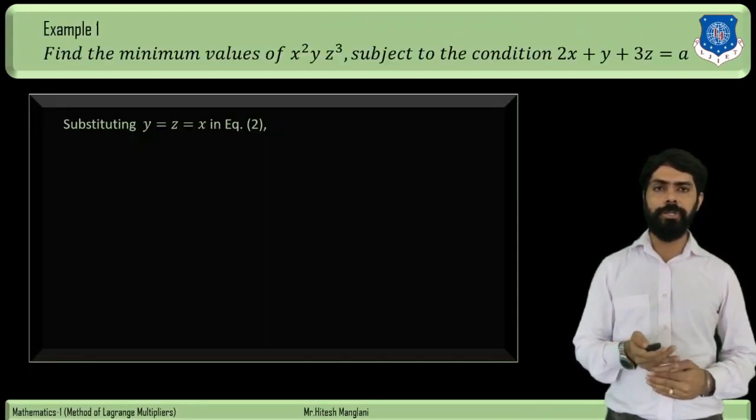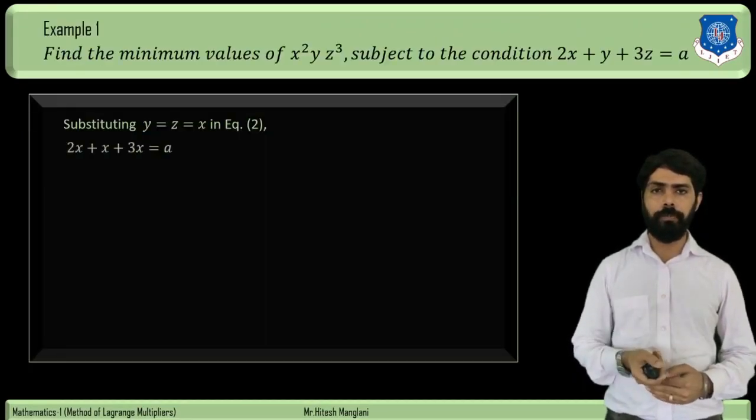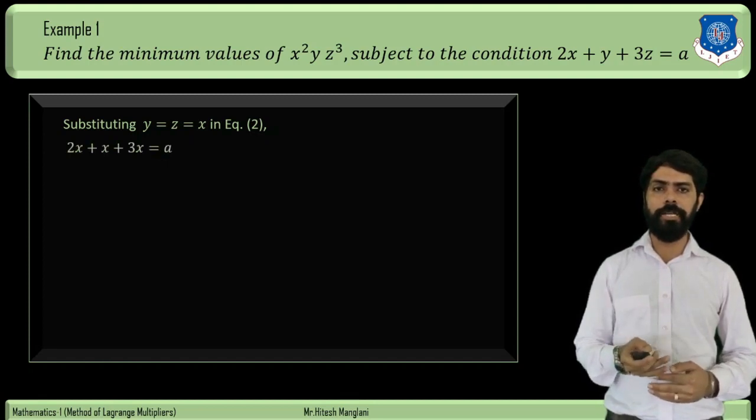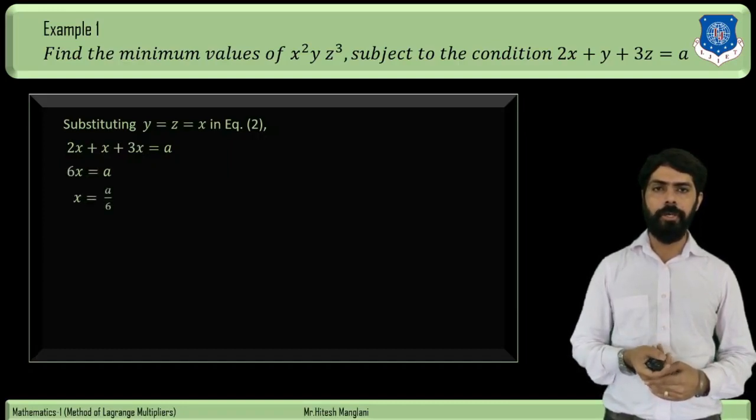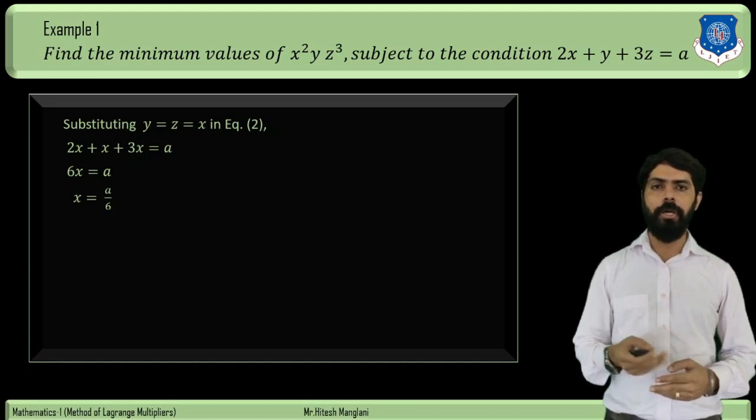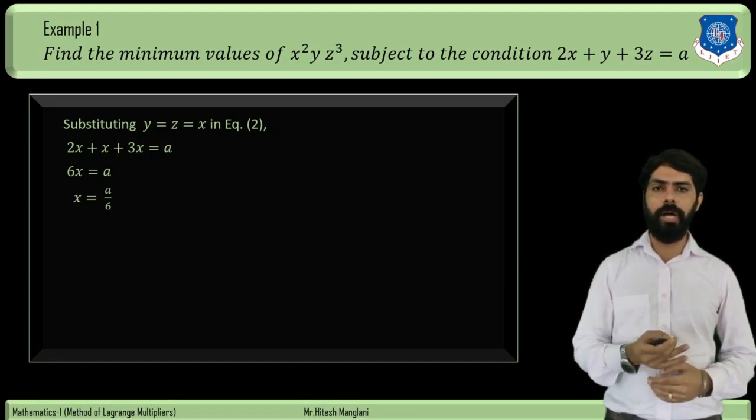Substituting y equal to z is equal to x in equation 2, it will be 2x plus x plus 3x is equal to a. If we simplify it, then 3x plus 2x plus x, it will be 6x. So 6x is equal to a. Therefore x is equal to a divided by 6. So this is the answer of x. So we know that x is equal to y is equal to z. Therefore y is equal to a by 6 and z is equal to a by 6.